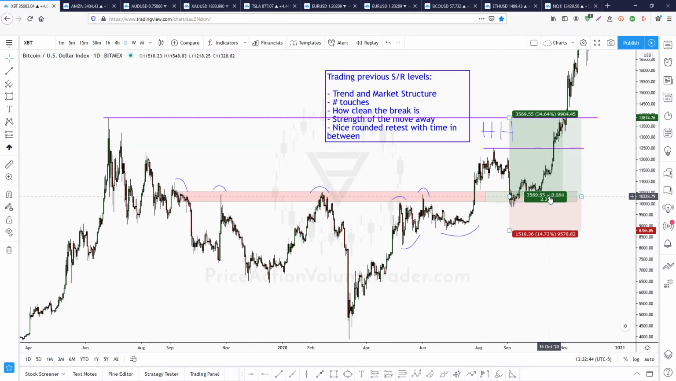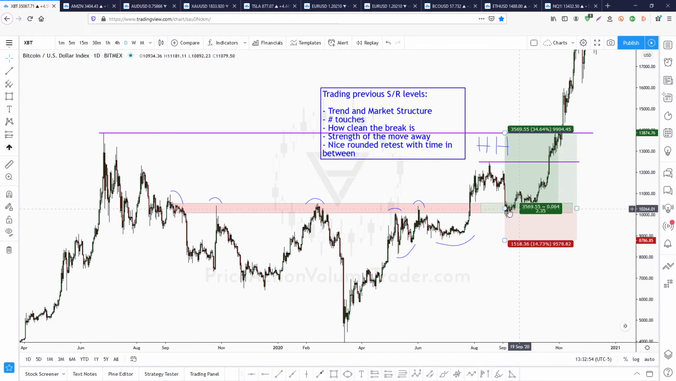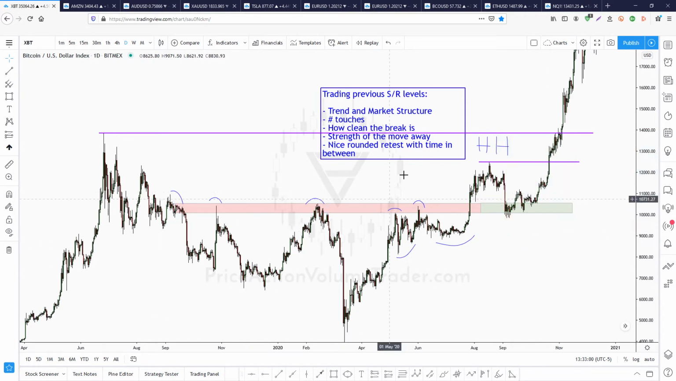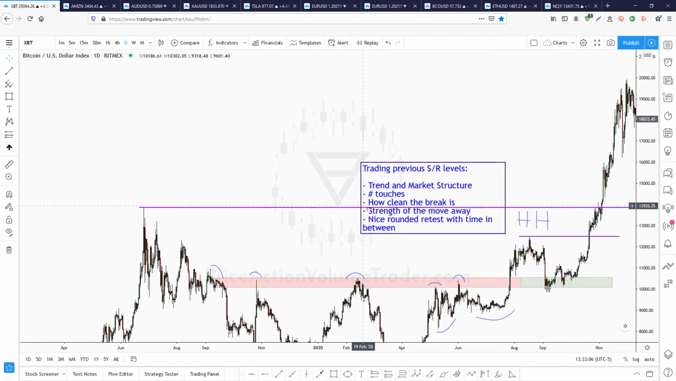And now we got a 2.35, which is still not a great R&R, but it is a good risk reward for a trade that is going to have a high conviction of us taking. Okay, so now let's just go and look at examples on different charts.